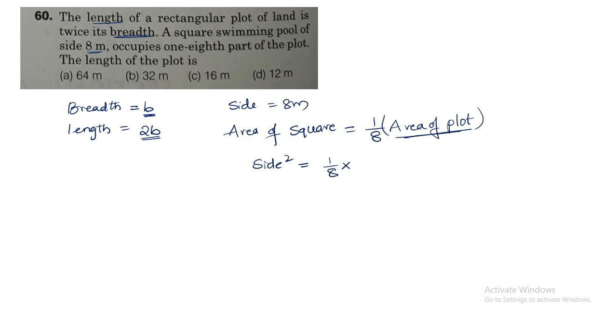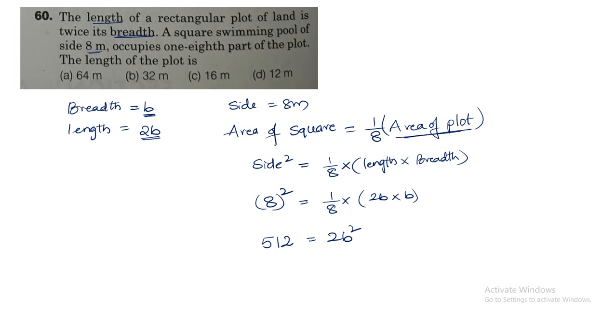Already we know area of square is side square, which is equal to 1/8 into area of plot. So the plot is in the shape of a rectangle, right? So rectangle means it is nothing but length into breadth. The formula is length into breadth. Okay, now substituting the values. Side of square is 8, so 8 square is equal to 1/8 into, what is the length? Length is 2b into breadth is b. Now how can I write this as 8 square? So this 1/8 I can transpose here, then this becomes 8 cube. So the value of 8 cube, 512, is equal to 2 times b square.